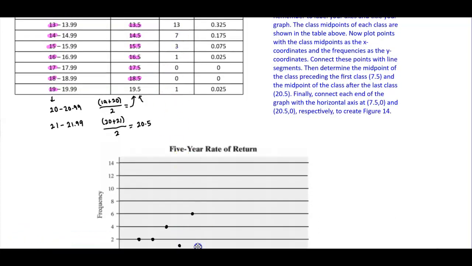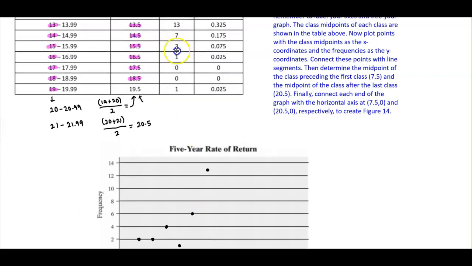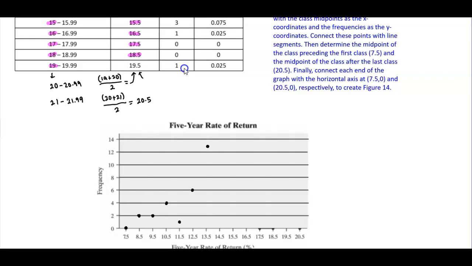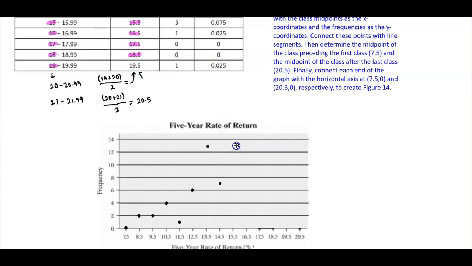Okay, and then for 13.5, we have 13. So for 13.5, we know that we have 13 here. For 14.5, we have 7. Okay, for 15.5, we have 3. For 16.5, we have 1. For 17.5, we have 0. For 18.5, we have 0. For 19.5, we have 1. And then for 20.5, we're going to have 0.